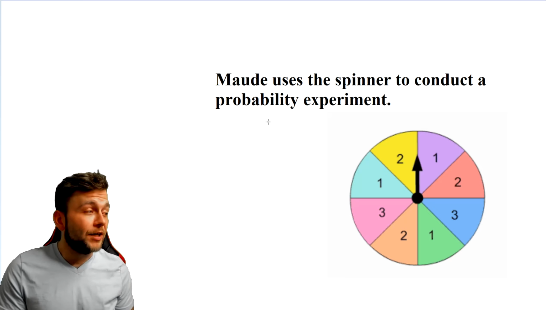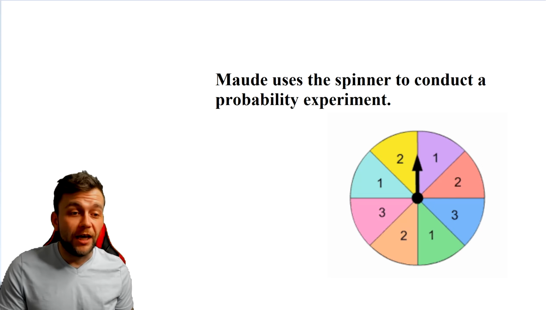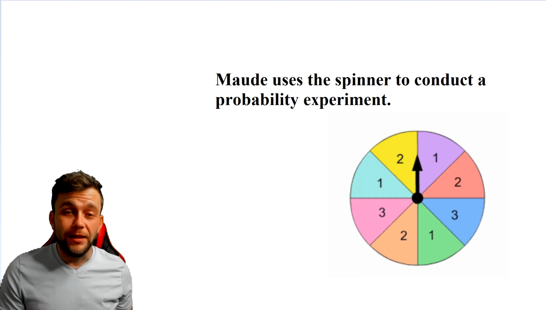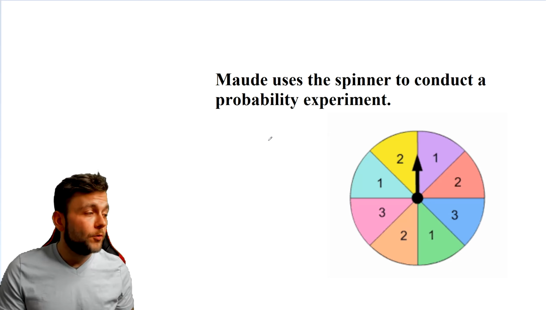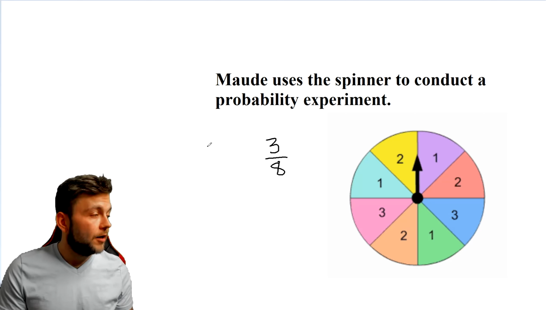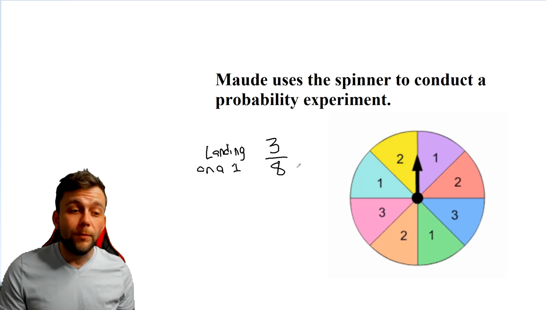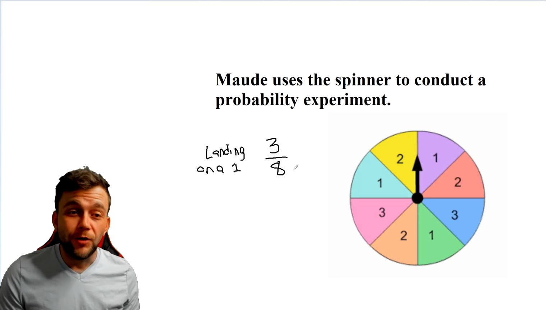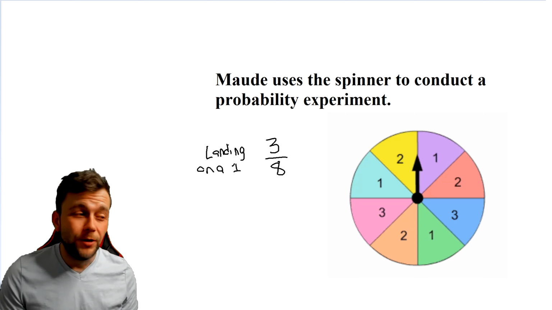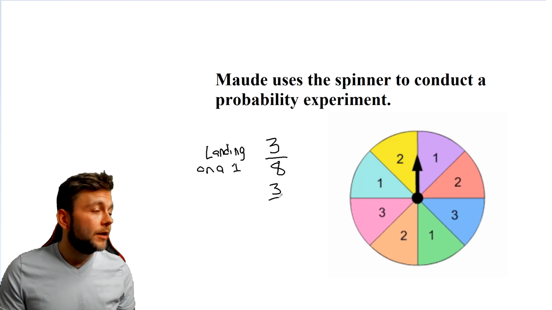The probability of landing on 1 can be written as, well, we have 1, 2, 3 ones. And there are 1, 2, 3, 4, 5, 6, 7, 8 possible zones to land on. So we are 3 out of 8 for landing on a 1. Okay, what about the probability of landing on a 2? Well, there are 3 2s in the spinner. So that is 3 out of 8 for landing on the 2. I'll just put that here.